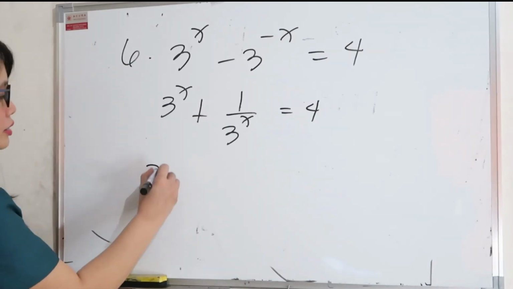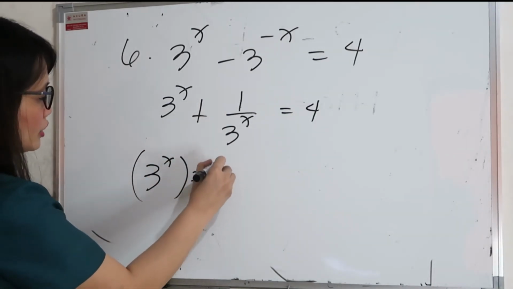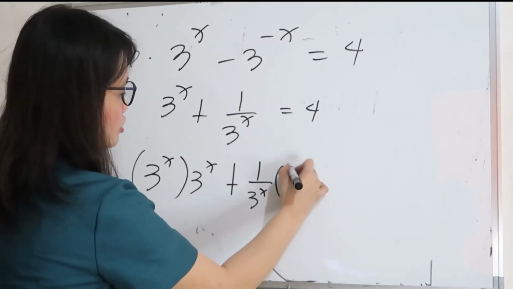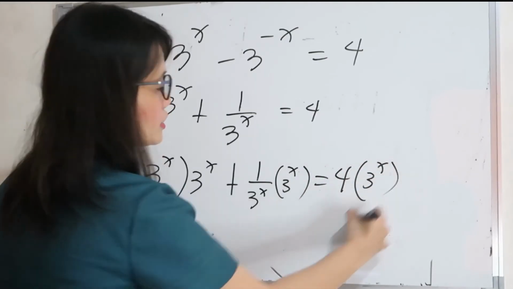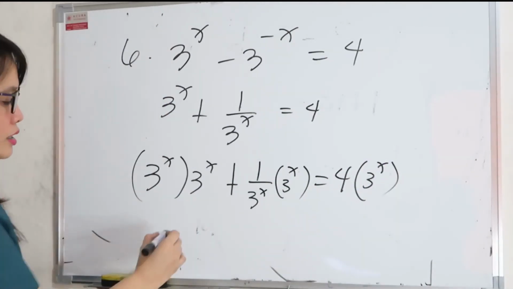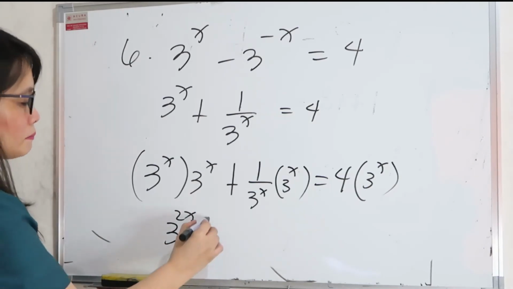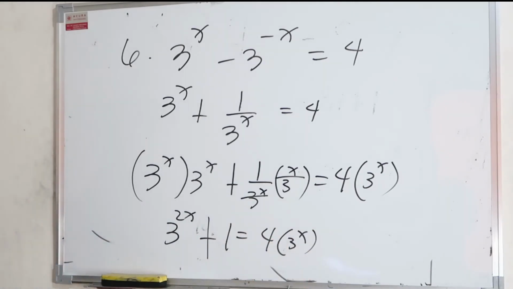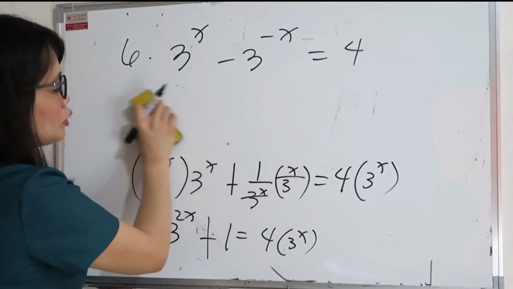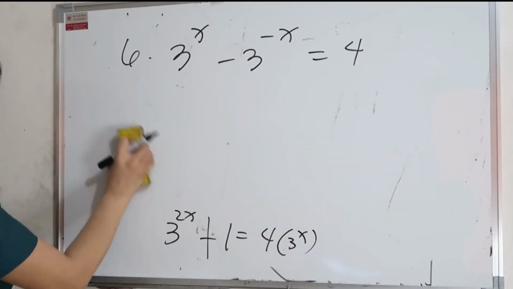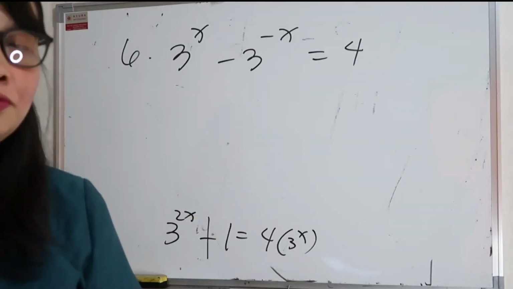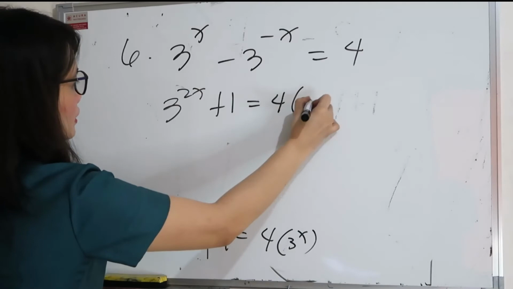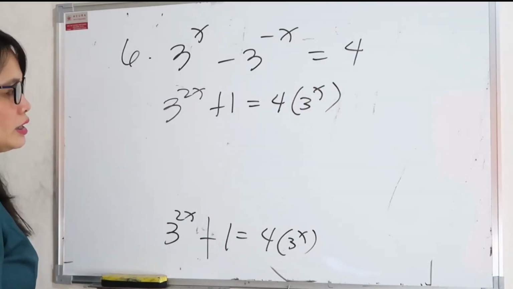So that will become 3 raised to x multiplied by 3 raised to x, plus 1 over 3 raised to x multiplied by 3 raised to x equals 4 multiplied by 3 raised to x. So this will become 3 raised to 2x plus 1 is equal to 4 multiplied by 3 raised to x. So in here, after we simplify, we need to assign a value. There's a common.